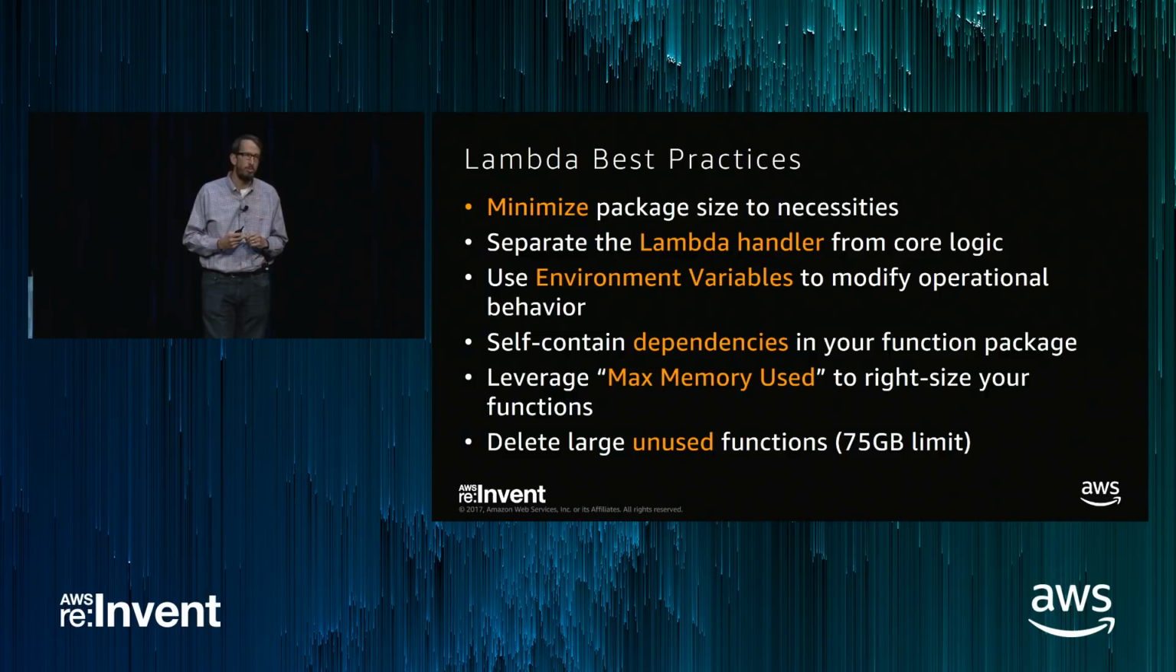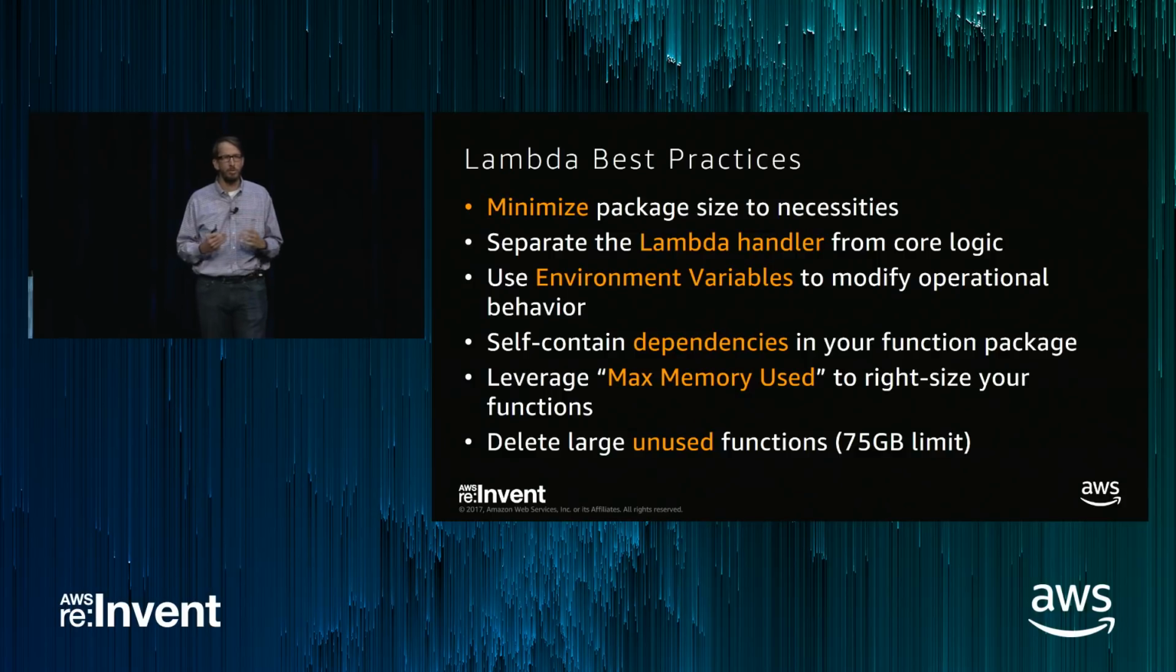A few other Lambda best practices. You definitely want to minimize your package sizes to only include necessities. Some AWS SDKs like Java and .NET are kind of modular, so you can just bring over the components that you need, and the same is true with third-party libraries where applicable. It's always the best practice to separate the Lambda handler that we just talked about from the core logic of your function. Typically, a Lambda handler is going to process an incoming event, and your code is going to be separate from that. So put it in an outside function from the handler so that you can get better instrumentation and unit testing of your code.